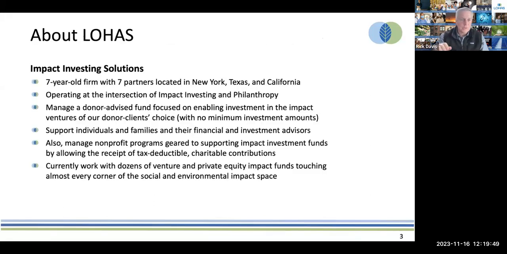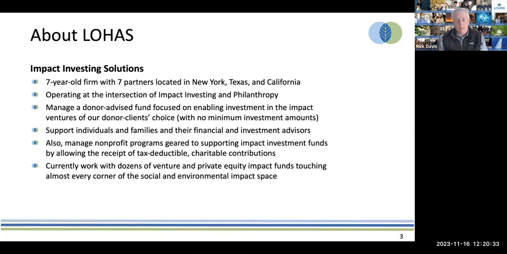So just very quickly about us, as I briefly mentioned on the front, LOHAS is a 7-year-old firm. We actually have 7 partners spread across New York, Texas, and California, operating at that intersection of impact and philanthropy. We manage donor advised funds, as I said, focused heavily on impact investing, and really with a focus around investing in the ventures of our donor clients' choice, which is an important distinction, meaning we don't have a pre-approved list of investments. We want to enable what our donors want to invest in, as long as it's impact. And we do that with no minimum investment amounts, which can be another limitation that other parties may face.